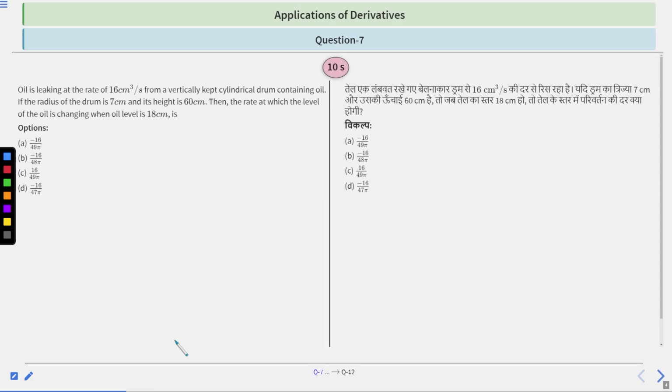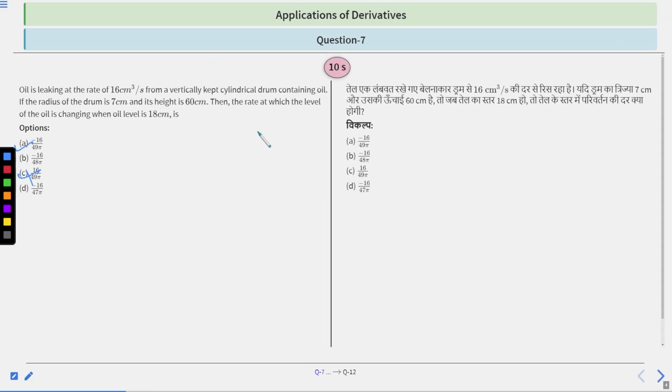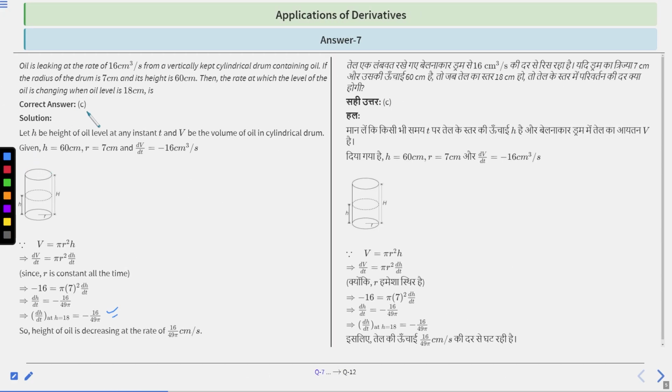If in question it would have asked the rate at which oil is decreasing, then answer should have been 16 upon 49 pi. But it is asking the rate at which the level of oil is changing. And the level of oil is basically decreasing, right? So answer should be A, which is minus 16 upon 49 pi, right? A is the right choice. Got it?